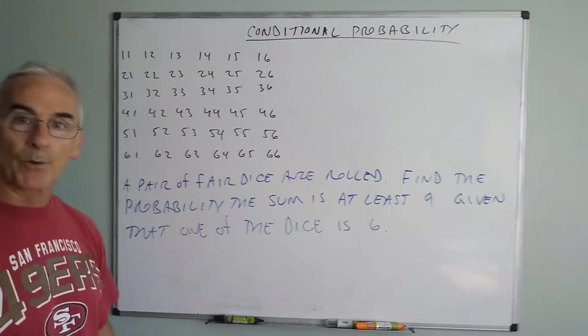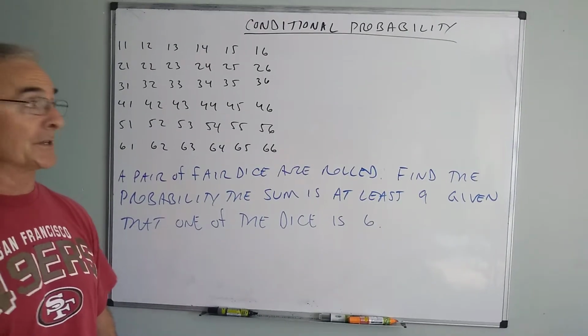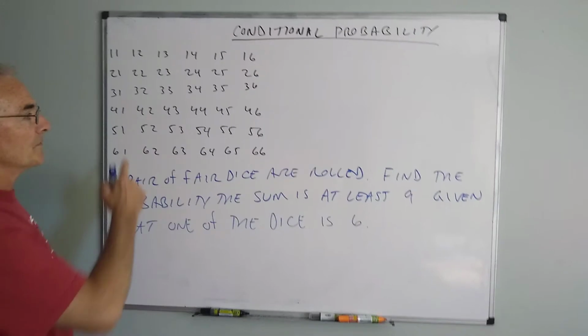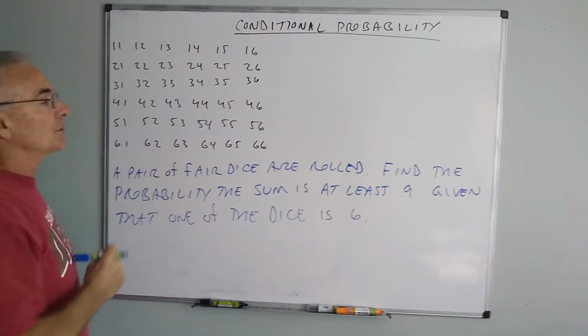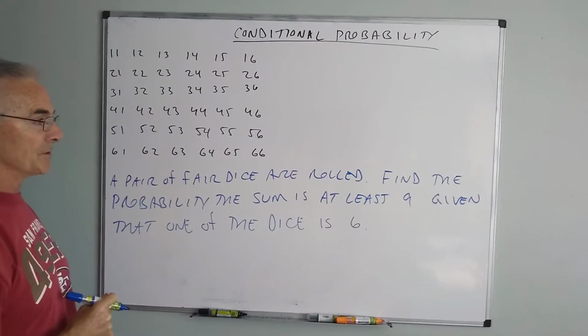Hello everyone. I want to introduce conditional probability. Now let's consider the roll of the dice. Here's a classic dice roll chart with every possible roll of the 36 rolls.